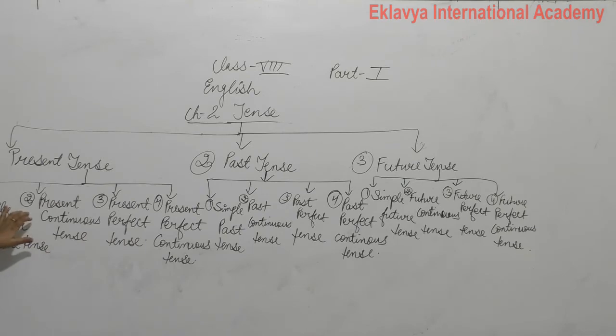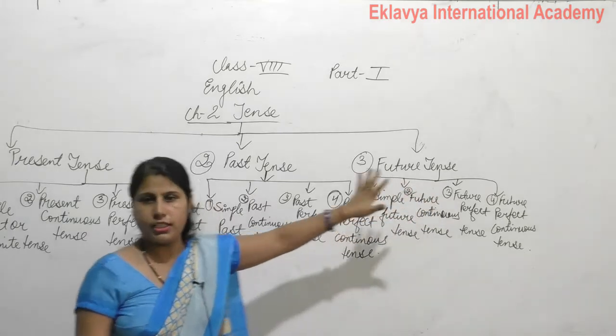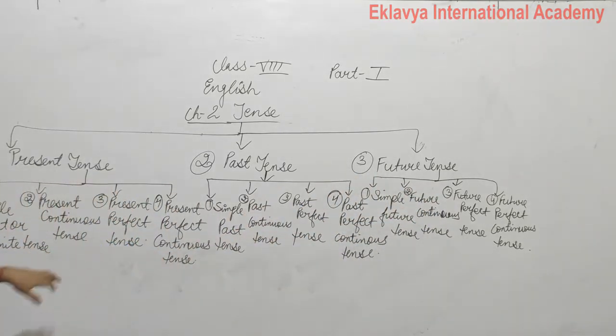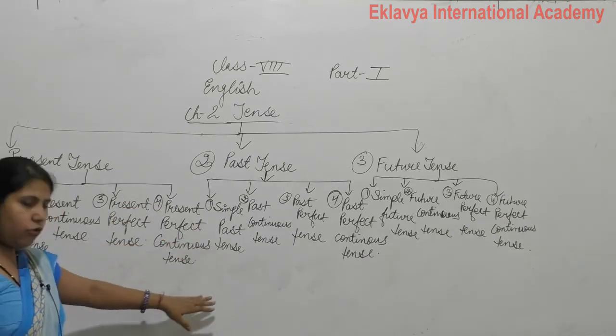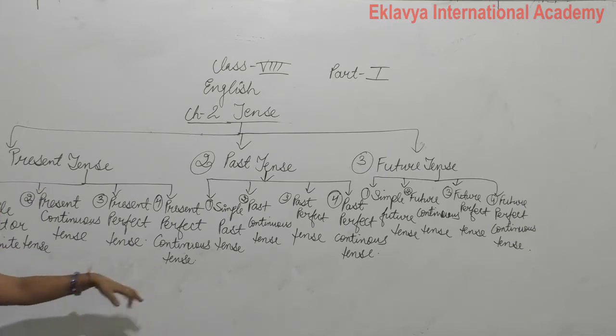So first is present tense, second is past tense, and third one is our future tense. Clear? So this is our all three parts table. So you all make the table properly in your notebook. Now we discuss one by one.